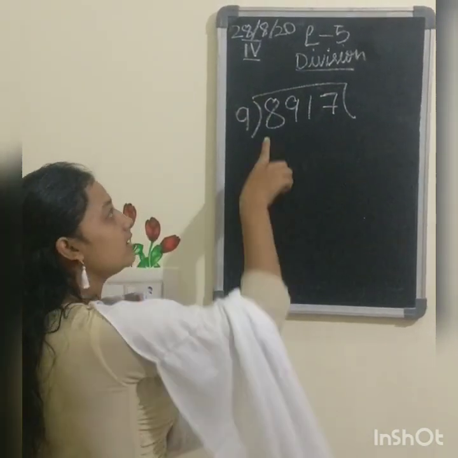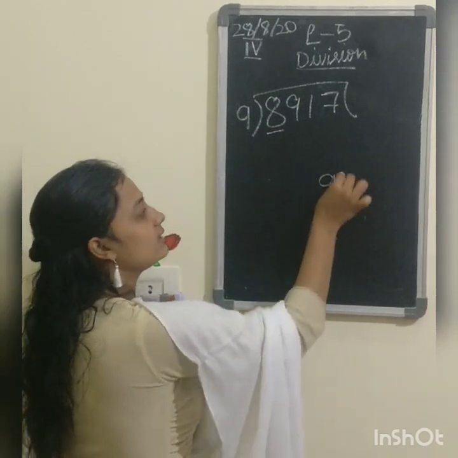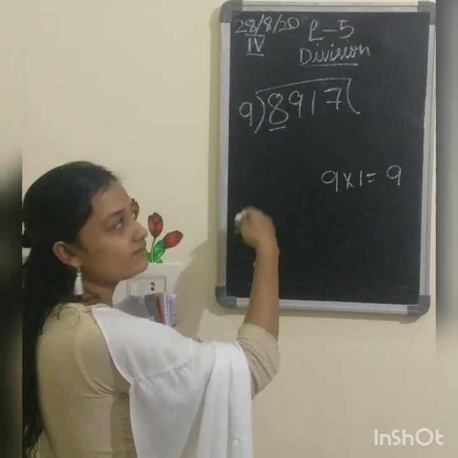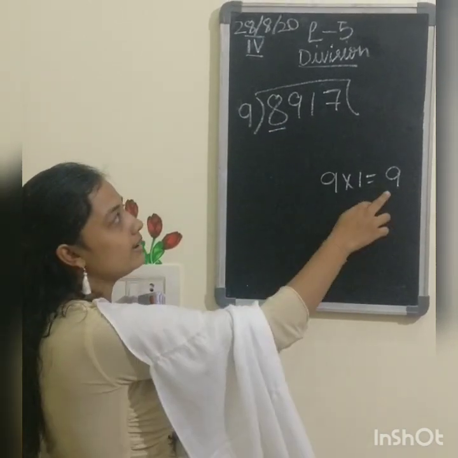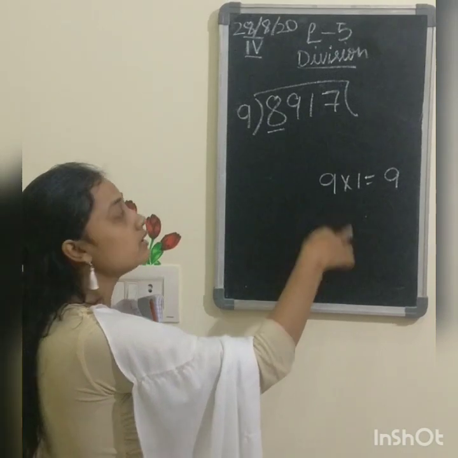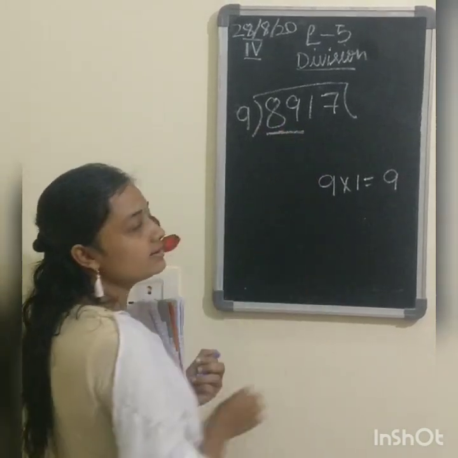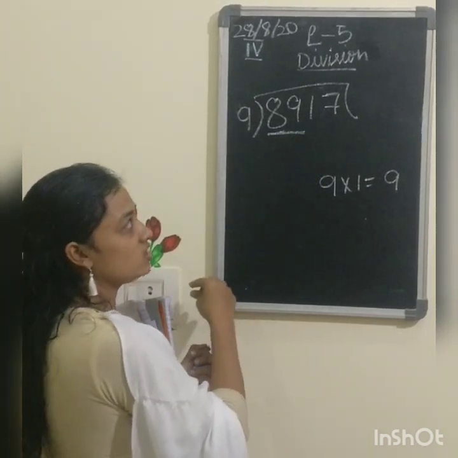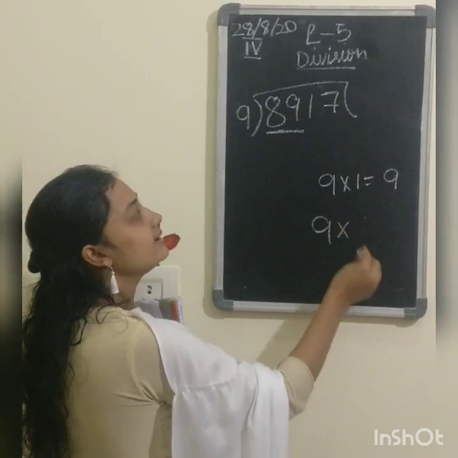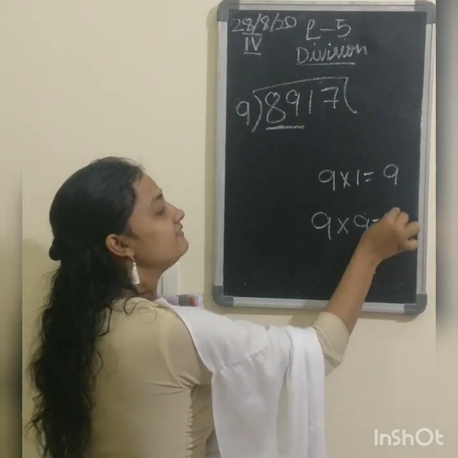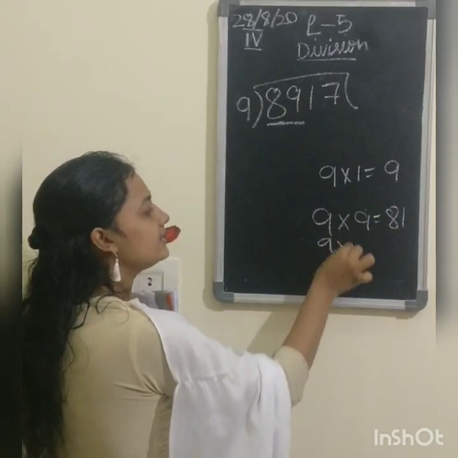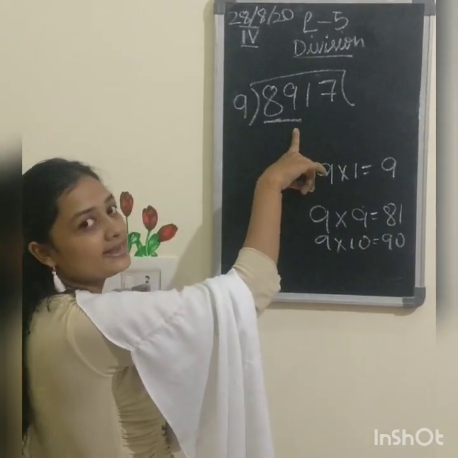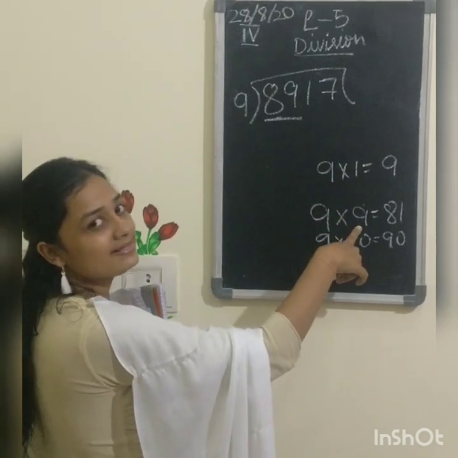So in 9 ones up, do I get 8? 9 ones up, 9. 9 is a big number when I compare with 8. So I can't take 8 in 9 tables. So what I do, I am going to consider the first 2 numbers, that is 89. Now check, in 9 tables I get 9 9s are 81. 9 10s are 90. That is bigger number when I compare with 89. So I am going to take 9 9s up.